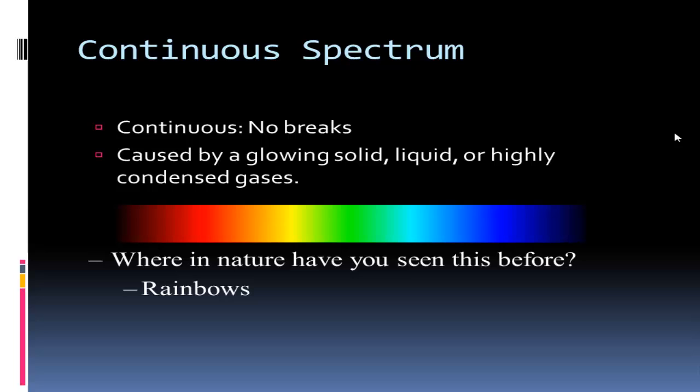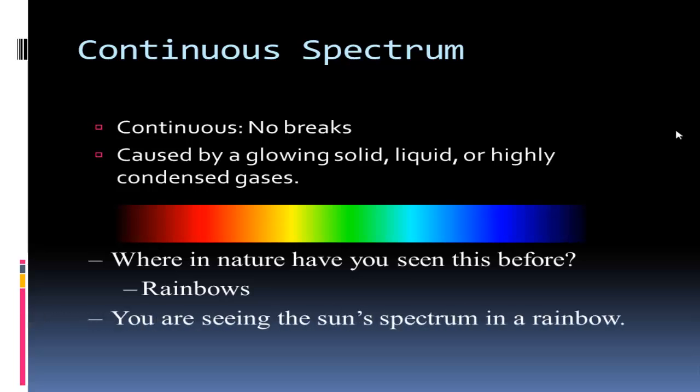In this case, the rainbow is caused when light goes into a rain droplet, which acts like a prism and splits it into the different types of light that make it up. So when you look at the sun's spectrum and a rainbow, you see a continuous spectrum for the most part. We'll come back to this a little bit later.